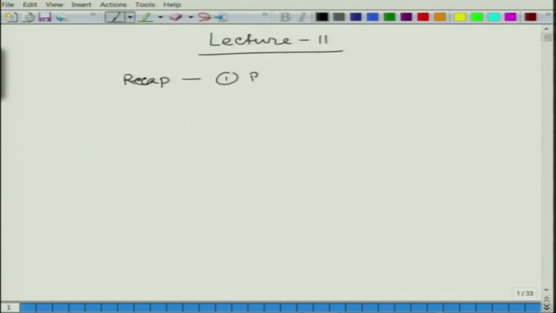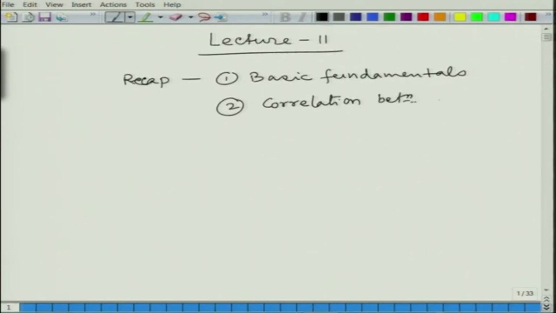Okay. So, here we are at lecture number 11, and we have covered the basic fundamentals, then we started the correlation between different important angles.